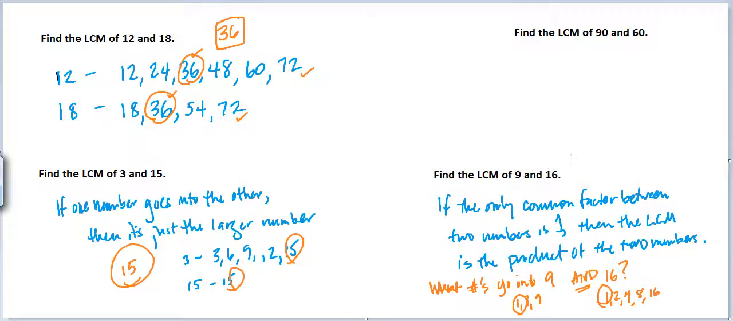So that's when we have the only common factor between two numbers is 1, then the LCM is the product of the two numbers. So what we're saying is, in this case, the LCM for this one is just 9 times 16. All right, so 9 times 16 is going to be 144. That's another kind of a shortcut. That's a little bit harder shortcut to understand, but that is a bit of a shortcut if you do see that going on.